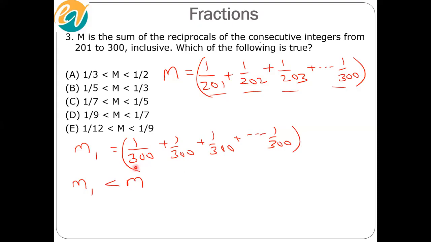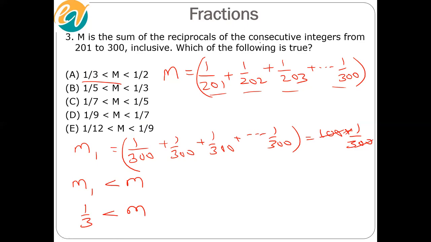And by the way, what is M1? 1 by 300 plus 1 by 300 plus 1 by 300 and so on 100 times. In other words, there are 100 occurrences of 1 by 300. So what is 100 into 1 by 300? 1 by 3. Correct? So now notice what do we have? M1 is 1 by 3. So which means we know that 1 by 3 is lesser than M. By the way, this itself should give you a clue that this is the right answer, right?